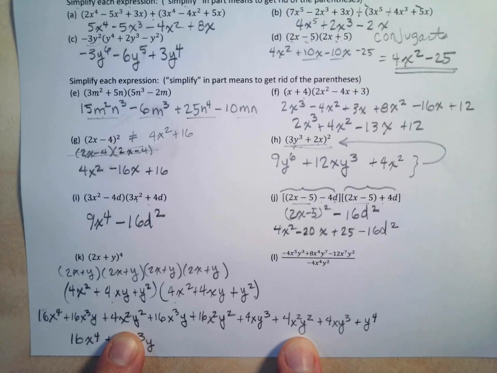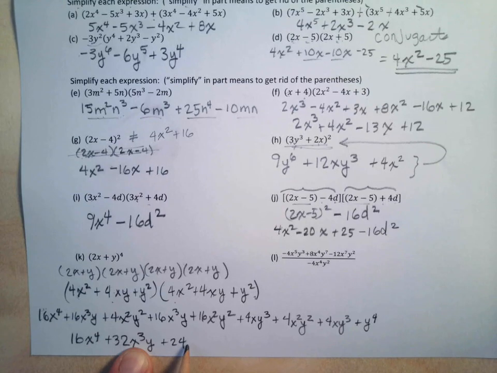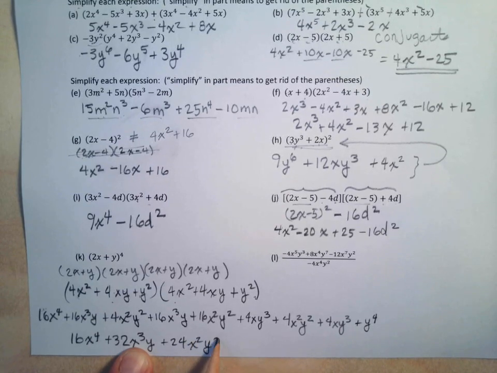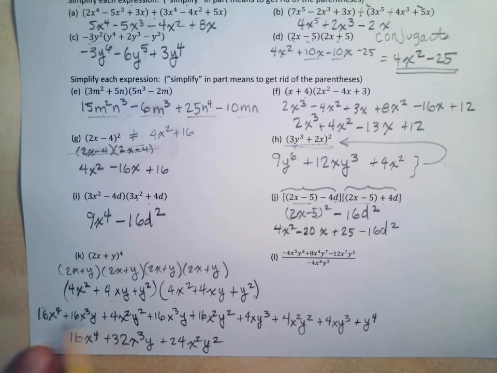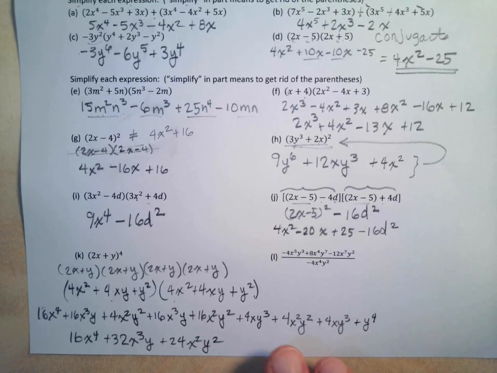X squared, let's see, what else do we have? Oh, another x squared. So we have 3x squared y squared. So that looks like 24. So plus 24x squared y squared. You know, if you want to underline them as you use them, try not to cross them out too much, because then it's hard to see them.